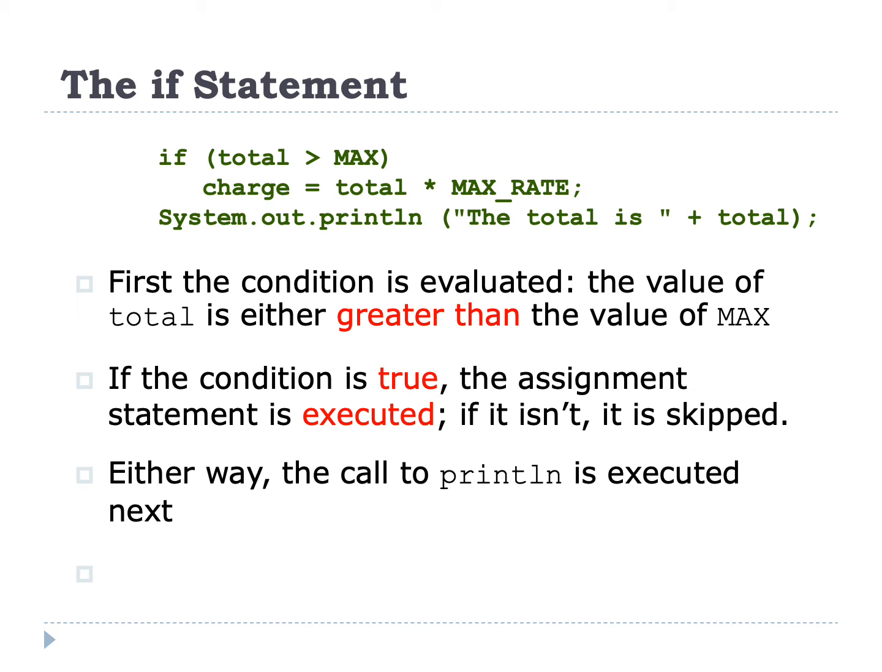From this if statement, the first condition will be evaluated first. The value of total is either greater than the value of max or less than or equal to max. If this condition is true, the assignment statement is executed. If it isn't, it will be skipped. The statement is charge equal to total times max rate. Either way, the call to println will be executed next.